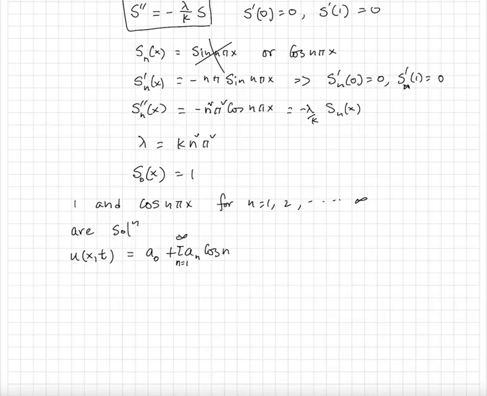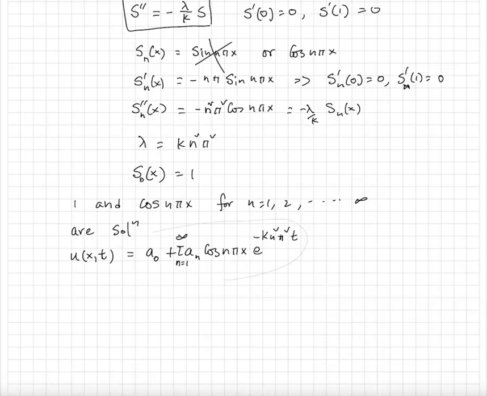of cos n pi x and e to the power lambda t. We started with minus lambda t, so minus k n square pi square t.